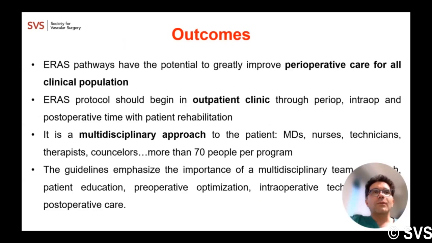So in conclusion, we can say that ERAS pathways have the potential to greatly improve perioperative care for all clinical populations. The ERAS protocol should begin in the outpatient clinic. It's a multidisciplinary approach, so in peripheral arterial disease, more than 70 people are involved per program, and the guidelines emphasize the importance of the multidisciplinary team in terms of the different important approaches. Thank you for your attention.